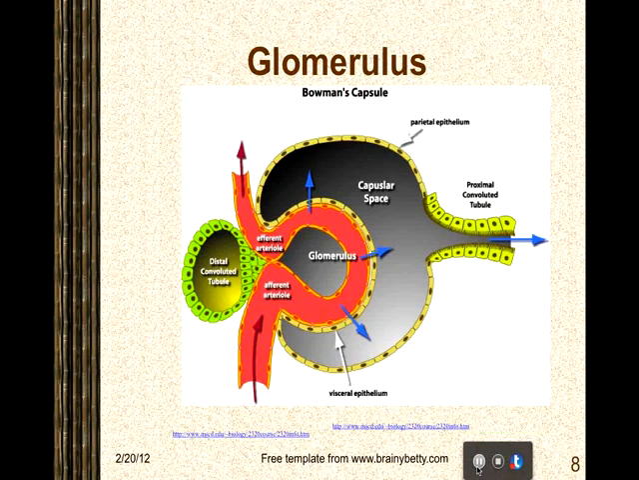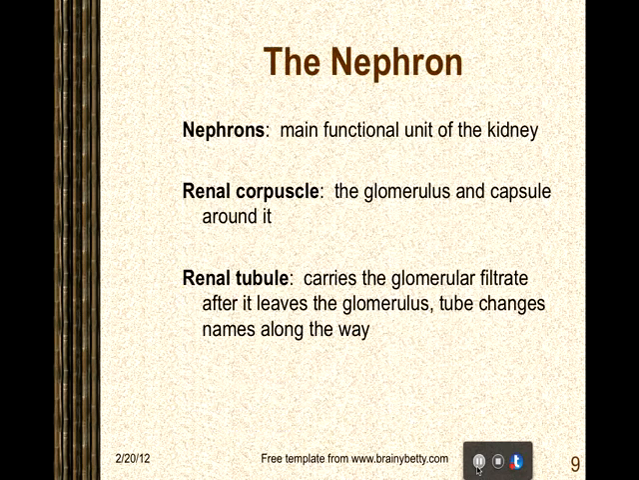This shows the structure of the glomerulus surrounded by the Bowman's capsule. Some of the fluid in the plasma passes through the capillary walls in the glomerulus to form the filtrate, which is captured by the Bowman's capsule. The nephron is the main functional unit of the kidney that does the filtering. The renal corpuscle includes the glomerulus and the capsule that surrounds it, or the Bowman's capsule.